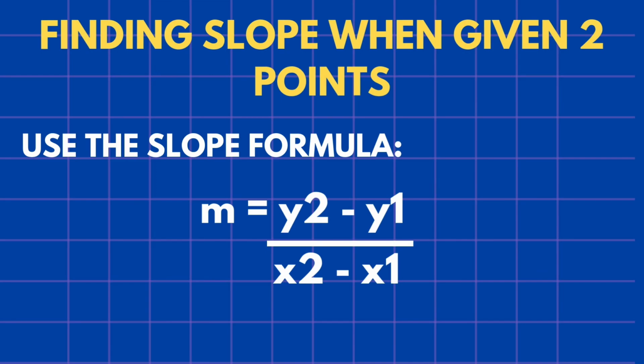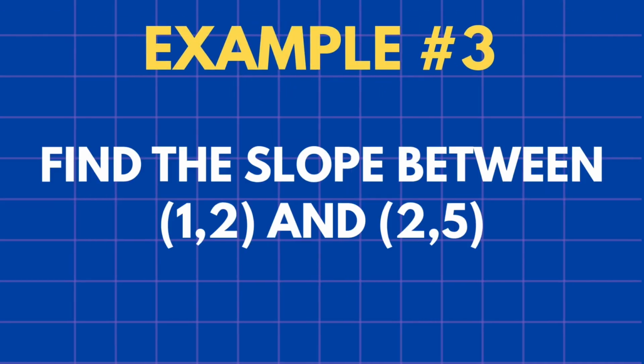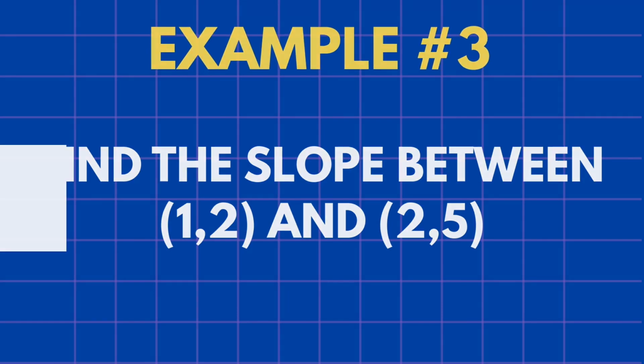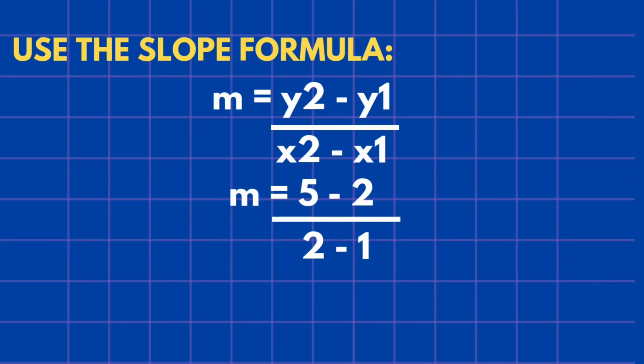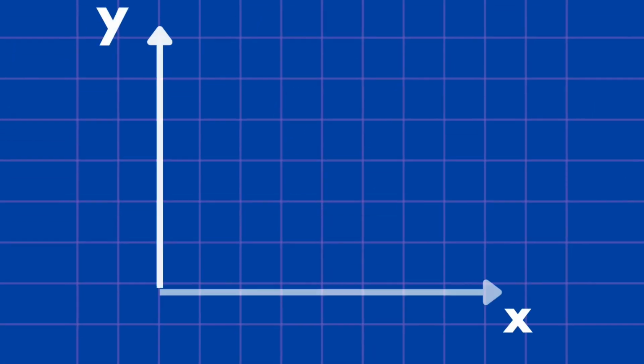Using the slope formula, we can find the slope and write the equation. Let's take a look at an example to get a better understanding. Find the slope between the points (1, 2) and (2, 5). First, let's substitute our x and y coordinates into our formula. m equals (5 minus 2) over (2 minus 1). This means that we have a slope of 3.